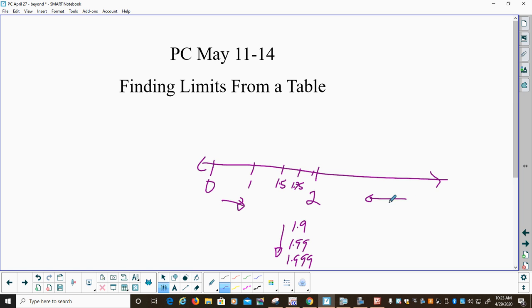As I approach from the right side, 3, 2.5, about 2.25, about 2.1, 2.01, 2.001, 2.0001. You're approaching 2 from the right. So the numbers are getting closer and closer to 2. These are also getting closer and closer to 2, but you're doing it from each side.